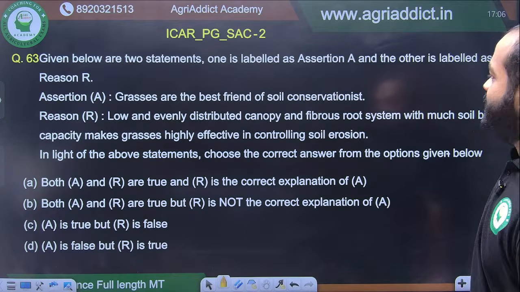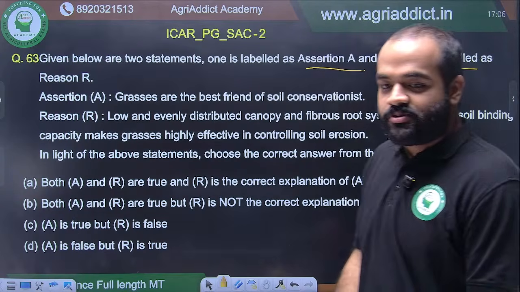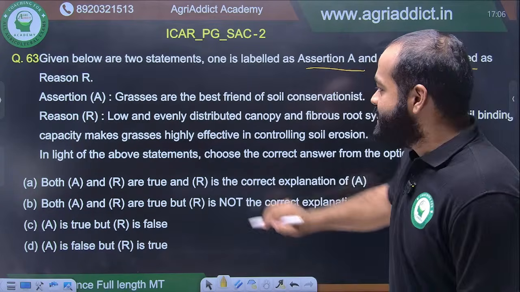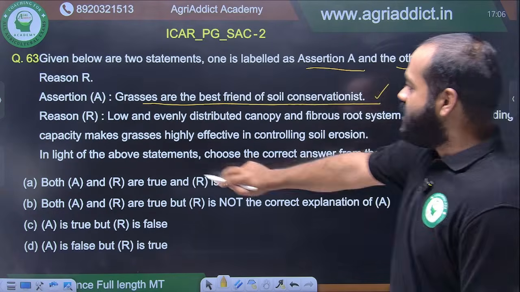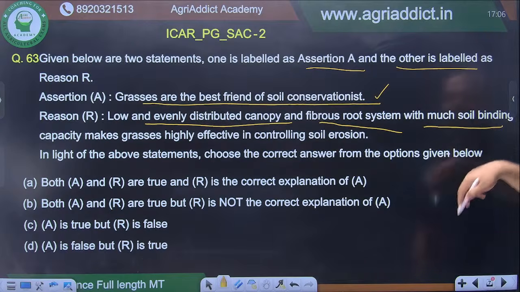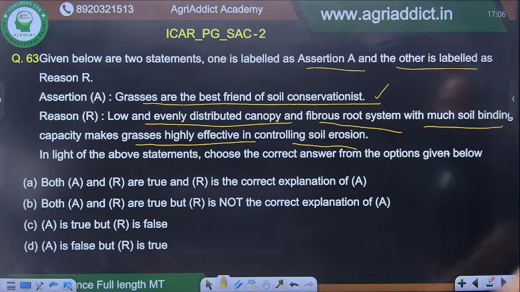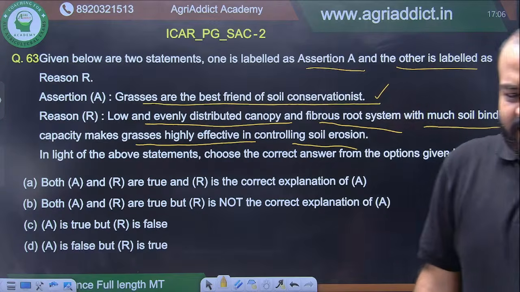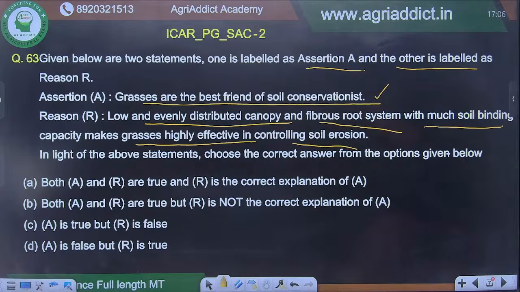Given below are the two statements, assertion and reason. यहाँ से जो assertion reason शुरू हुआ, अब it will continue, right? Grasses are the best friend of soil conservationist. Statement 1: Low and evenly distributed canopy and fibrous root system with much soil binding capacity makes grasses highly effective in controlling soil erosion. This is a very easy question. I don't think there is anything to explain. This is a normal English question, you can say.